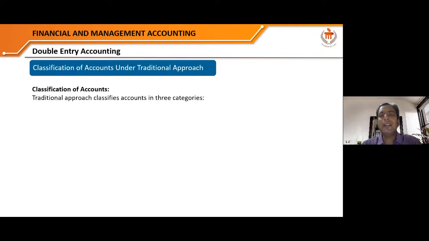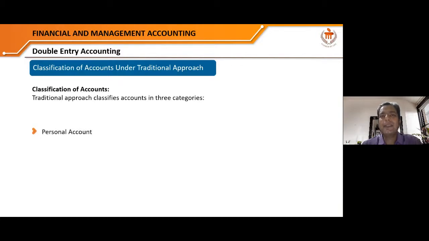Now accounts are being classified in two approaches. One approach is considered the traditional approach, which has divided the total accounts into three parts. The other approach, which we know as the modern approach, divides the accounts into five different categories. Let's have a look at it.